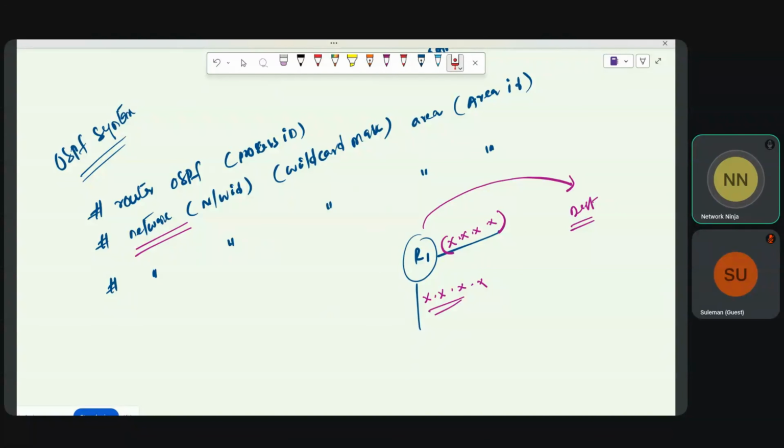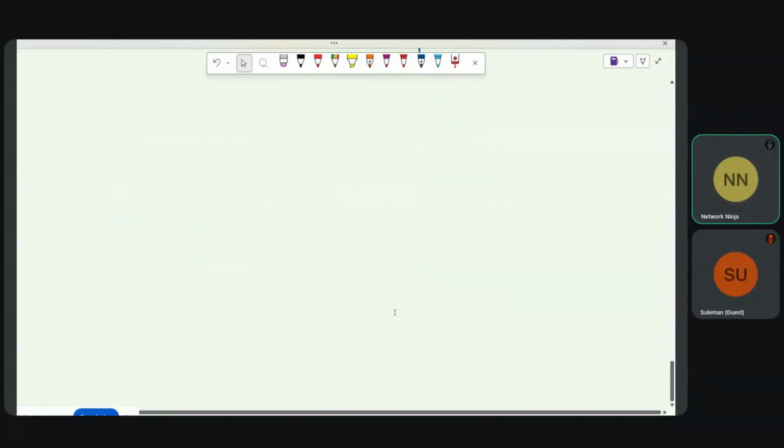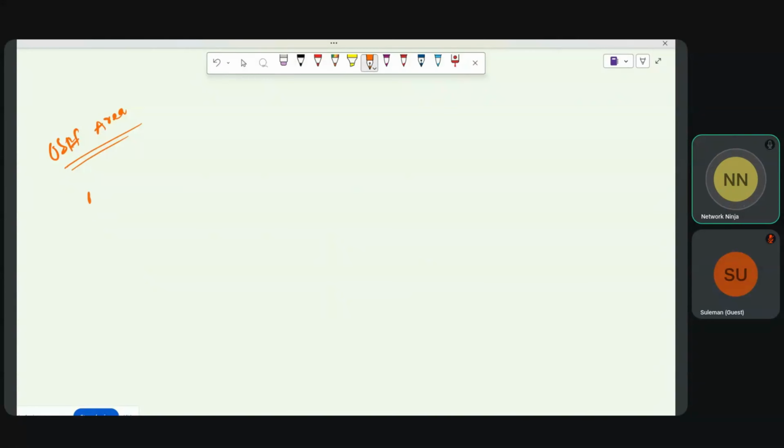And one more thing here in OSPF, we have the areas concept. Let me discuss that as well, as we are trying to cover all the things. In OSPF we have an area concept. We discussed that it is a hierarchical design. In areas, we have the backbone area, or you can call it area zero.